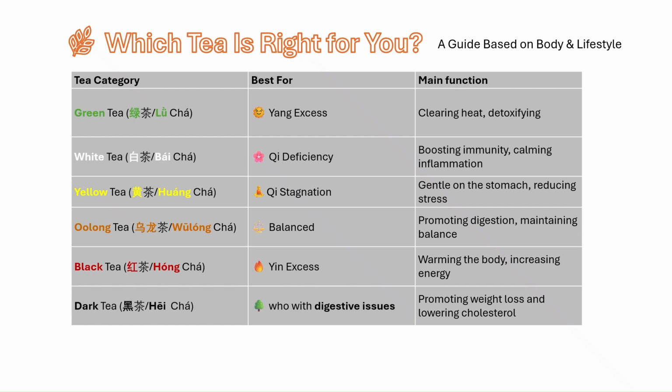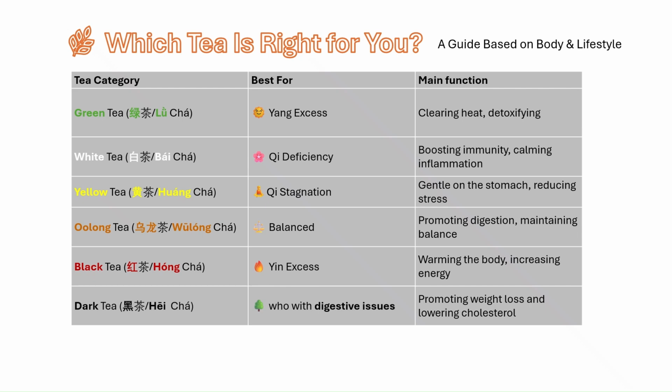White tea, 白茶. Best for sensitive bodies, elderly, and those with mild inflammation. They are gentle and cooling. White tea is good for immunity and skin. Also, it's a good choice for beginners due to its smooth taste. Yellow tea, 黄茶. Best for those who want the benefits of green tea without the bitterness. Suitable for people with mild digestive issues or sensitive stomachs.